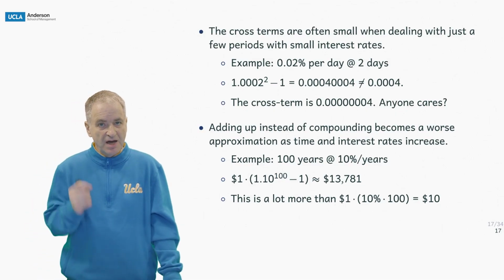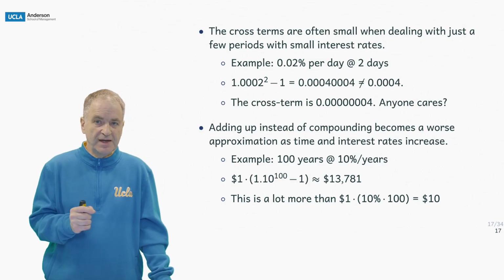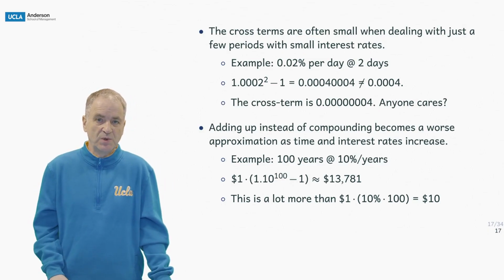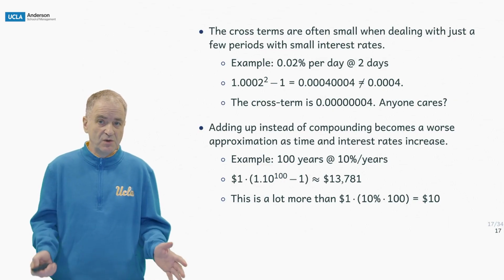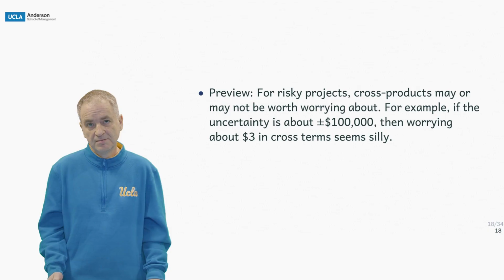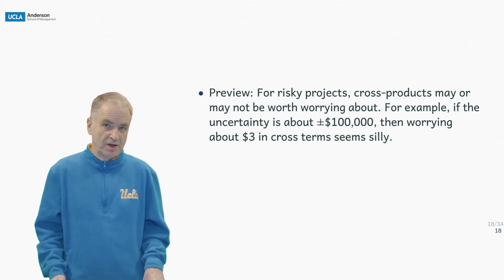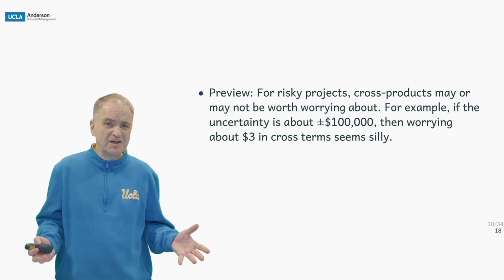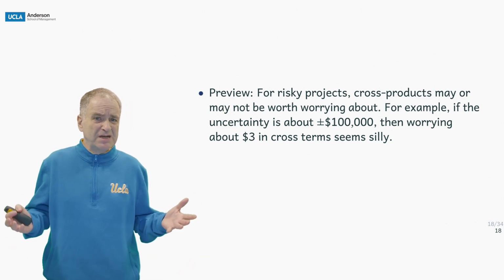For example, 100 years at 10%, you would end up with $13,781. That's very different from not compounding, in which case you only end up with $10. For risky projects, cross products may or may not be worth worrying about. For example, if the uncertainty is about plus or minus $100,000, then worrying about $3 in cross terms seems outright silly.